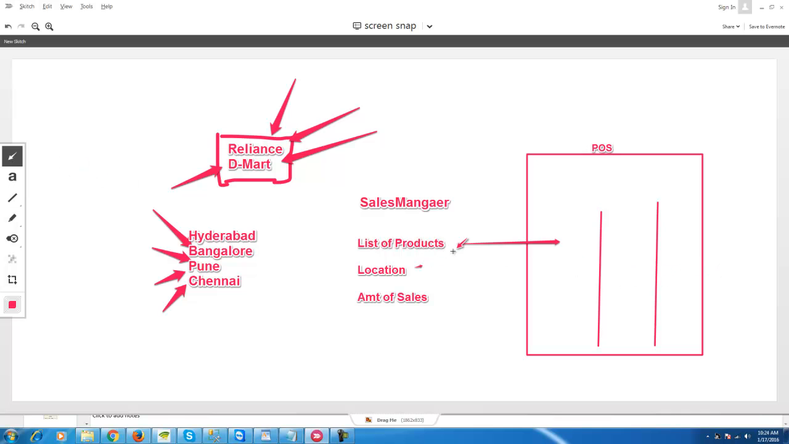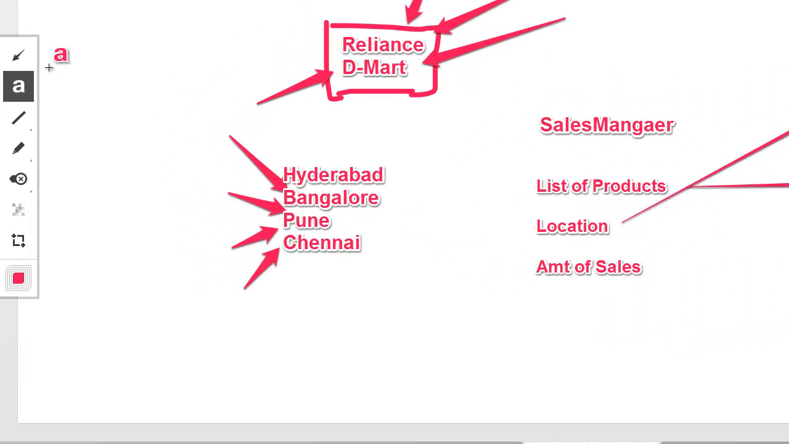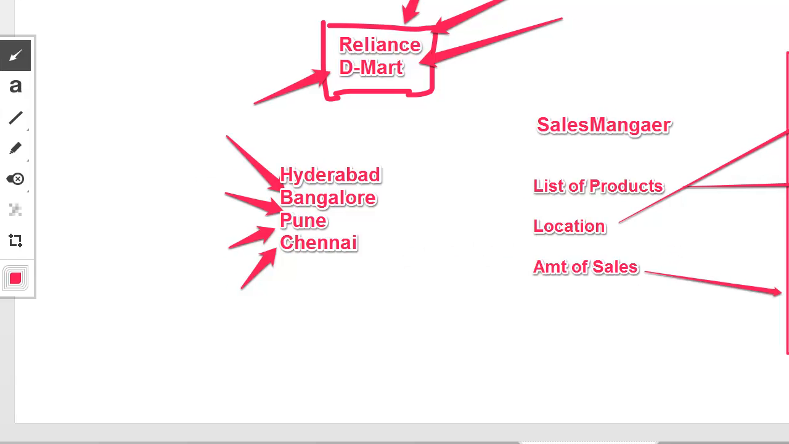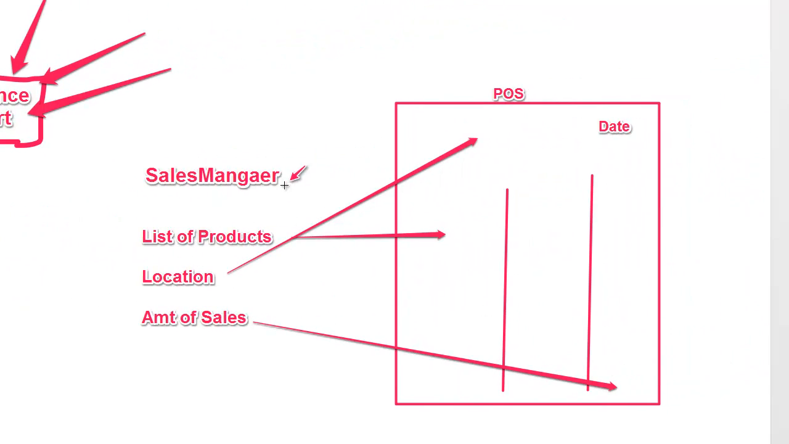Some information would be on the location, so you'll get something on the top saying this is the location of so and so store. You also get some information on the date, on what date the purchase has been made. The total amount of the sales would be somewhere here, and the sales manager's name, who was available at the point of sales, would be available here. So these are the typical details you get in a retail store.